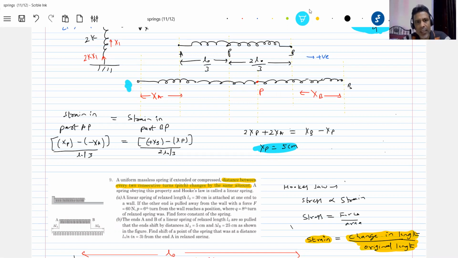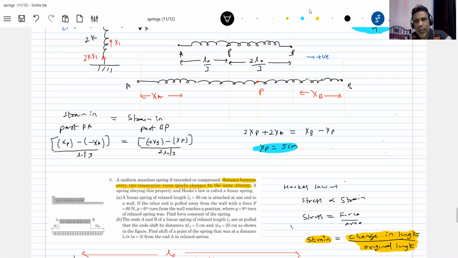So what you have to take care of is that the strain is equal. If I write the previous one, what I did there, when you take strain positive, here strain is negative. The strain is the same everywhere. The strain in one part of the spring should be equal to the strain in other part. So what do you mean by strain? Change in length. So XB minus XP by 2L0 by 3 should be equal to XP minus XA by L0 by 3. I think the basic formula we should apply properly. So here I'll change it. Some books have given it wrong like this also, but this should be the correct one.